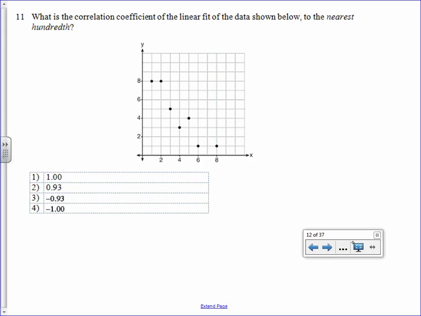What is the correlation coefficient? Again, a question you must be able to do. Draw in the line of best fit. That was a pretty bad line, but it's good enough. It's got a negative slope, so it has to have a negative correlation coefficient. -1 is perfect.